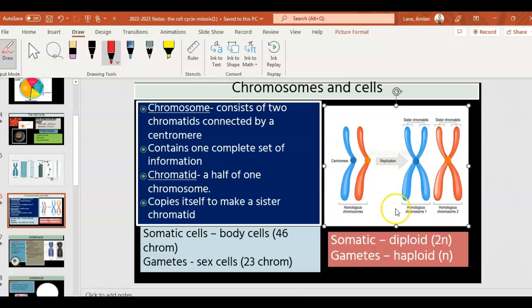We have homologous pairs of chromosomes. We get one from our dad, we get one from our mom. They kind of match up depending on what genes are found in each chromosome.